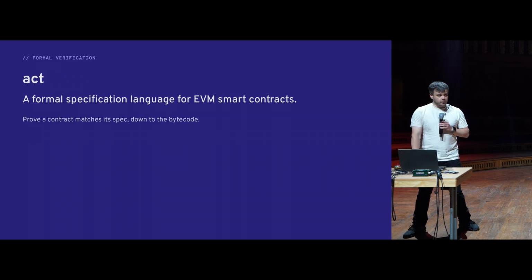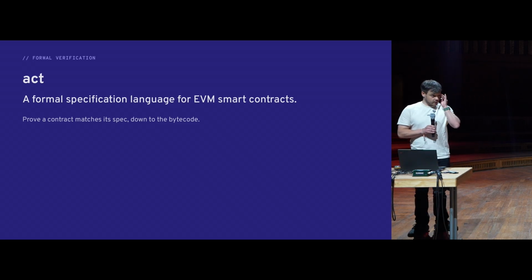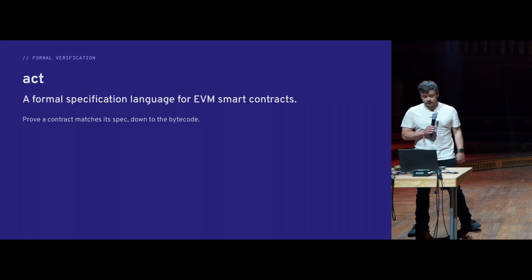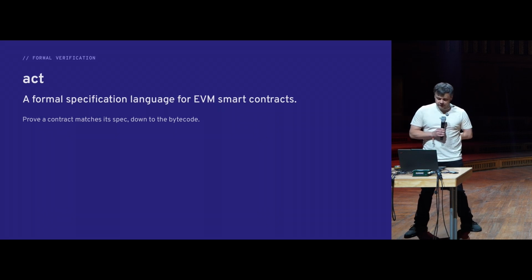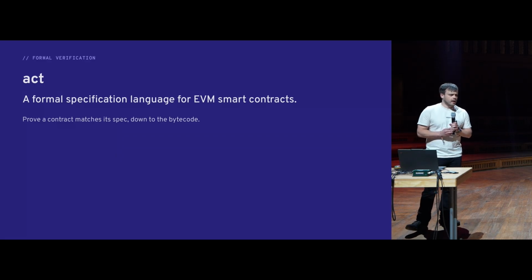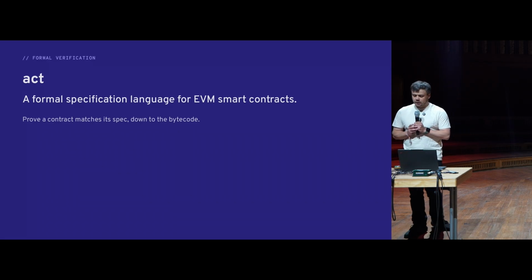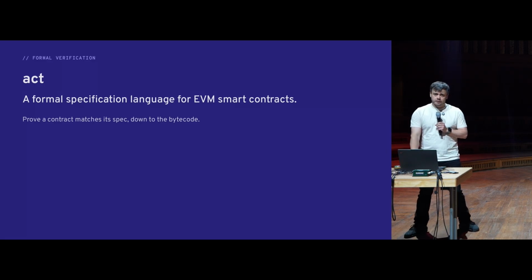Then ACT is a formal specification language for EVM smart contracts. And as you all know, everyone's talking about formal verification these days, and we've been working on this for quite a while as well. And if you're interested in learning more about this, Anya from the team gave a very nice workshop on this in Prague a month ago. So you can find this online and get a good idea of what you can do with this tool.